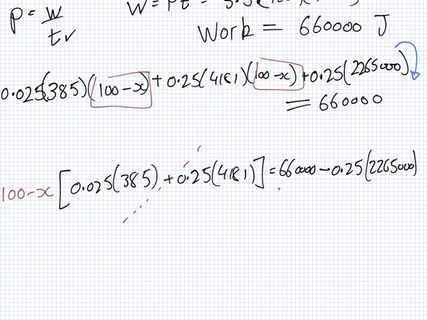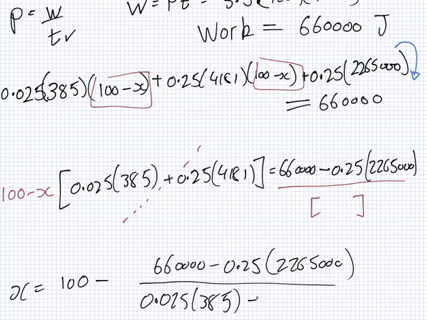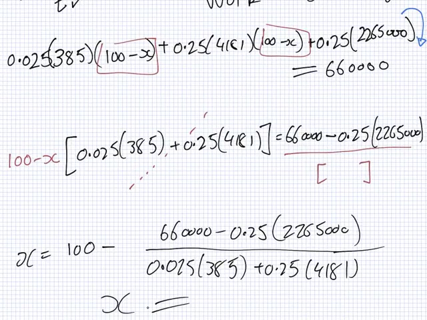So actually you realize all I need to do is take this and put it under. And then after you divide it, well, it's 100 minus x, so then x will be, if you rearrange it like this, x will equal 100 minus 660000 minus 0.25 times 2265000 over 0.025 times 385 plus 0.25 times 4181. So if we type all of that in, we will get what for x? 11?